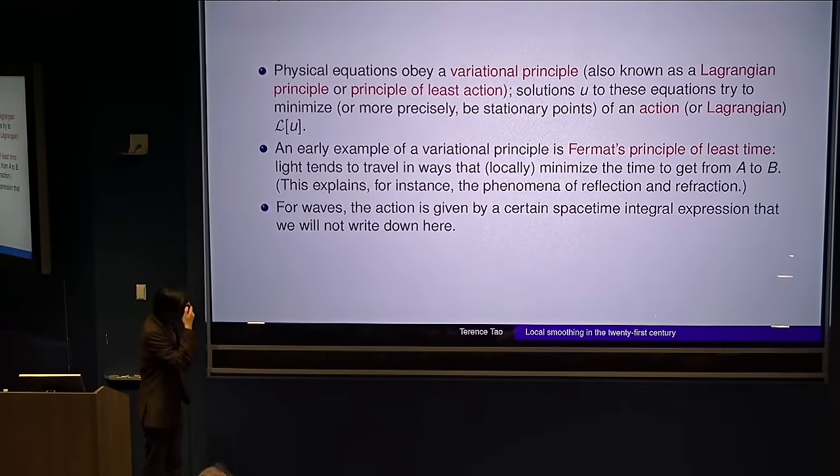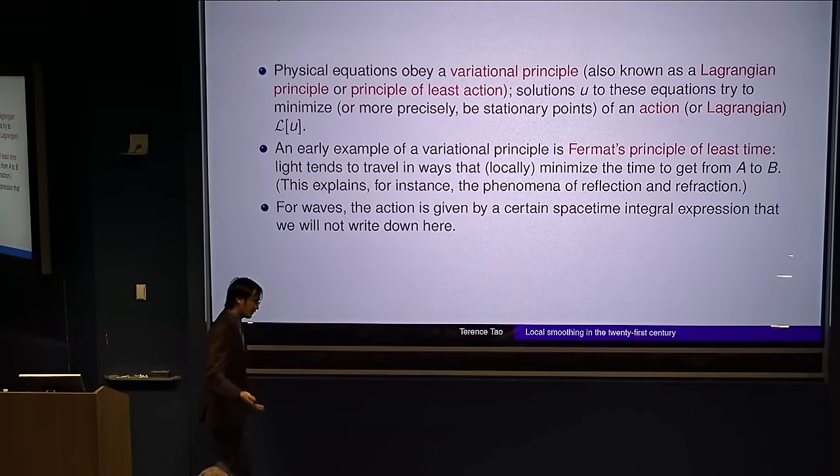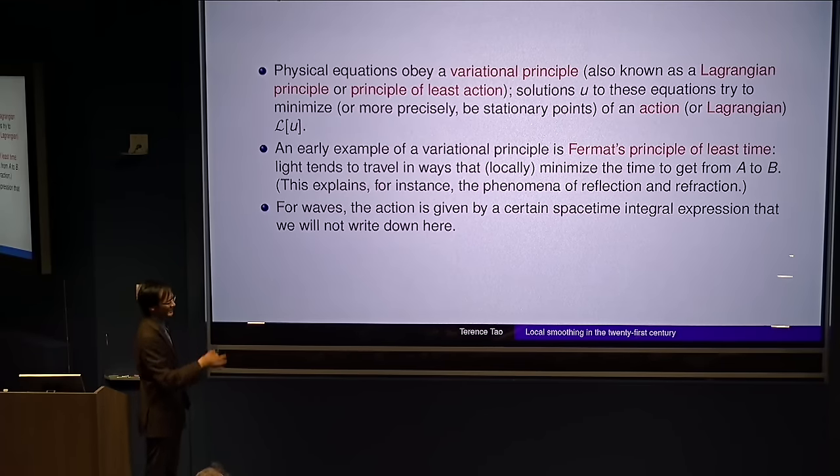Okay, so all physical systems, Hamiltonian, like from classical mechanics or quantum mechanics, are all what's called Lagrangian. They obey a variational principle, sometimes known as the principle of least action. So for every one of these equations, there is some complicated quantity called the action, and it's some big space-time integral of your wave. And solutions to wave equations are always trying to minimize this action. Technically, they are stationary points of the action, which is a slightly different thing, but you can think of it as being minimizers.